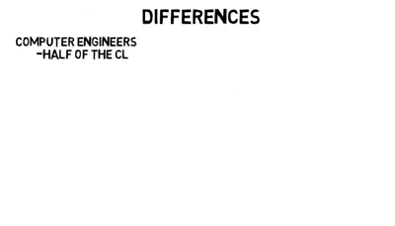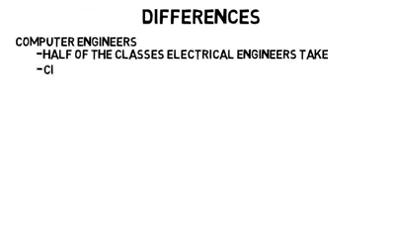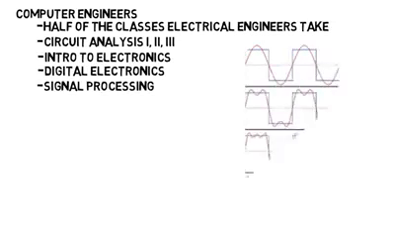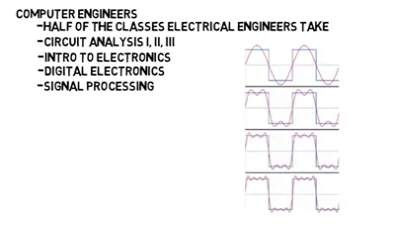Now on to their differences. Computer engineers take about half of the classes electrical engineers take, including basic circuit analysis courses, some electronics courses. They also take a signal processing course where you analyze the math behind signals such as sound waves or radio waves. For those who hate math, trigonometry, and analyzing functions, that class will not be fun for you.